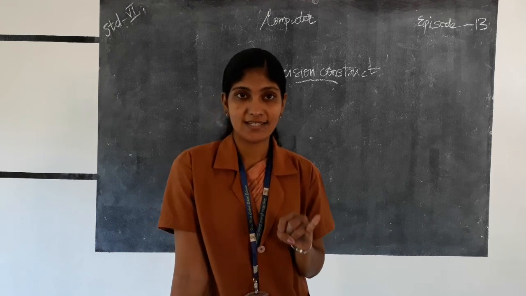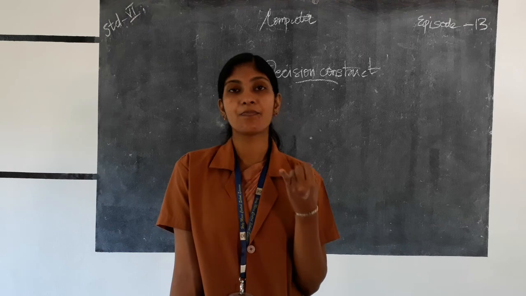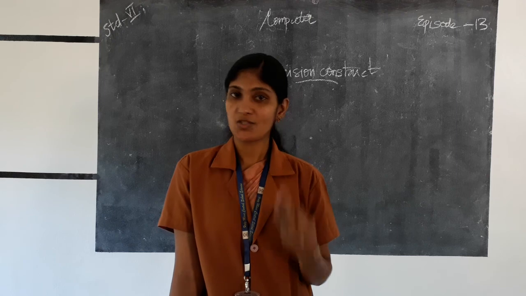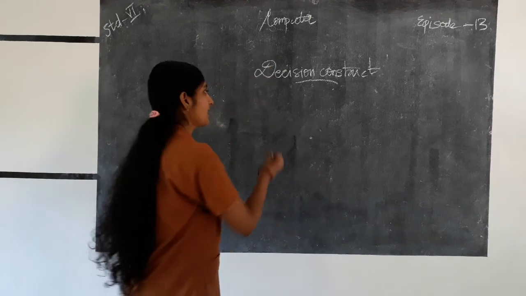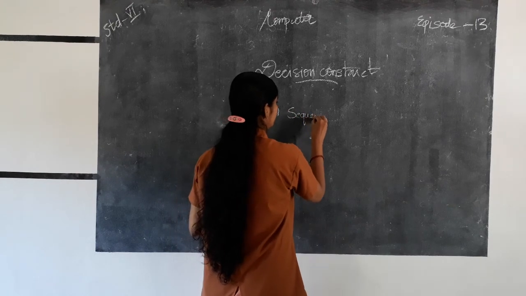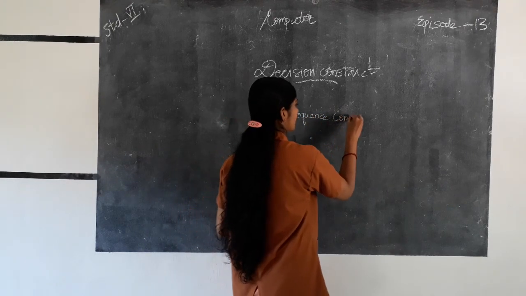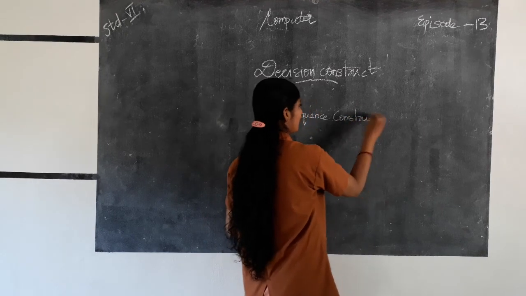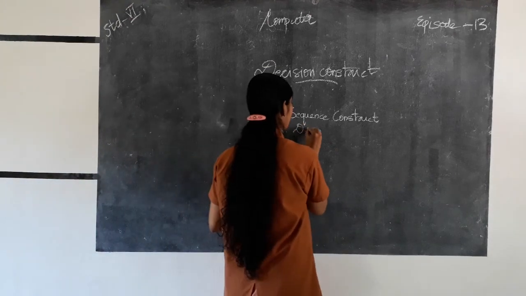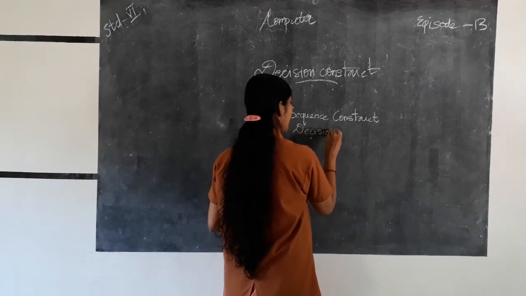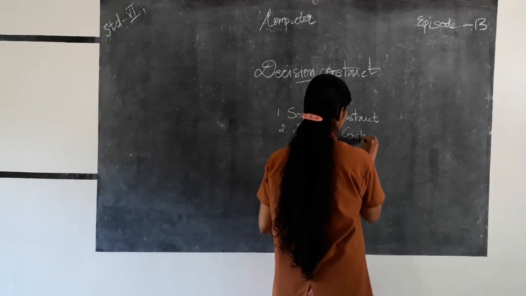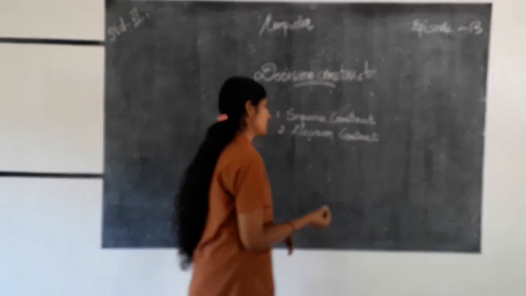Let me remind you, there are three types of constructs: the sequence construct, second, the decision construct, and third, the repetition construct. So once more, what are they? Sequence construct, second one is decision construct, and third one is repetition construct.